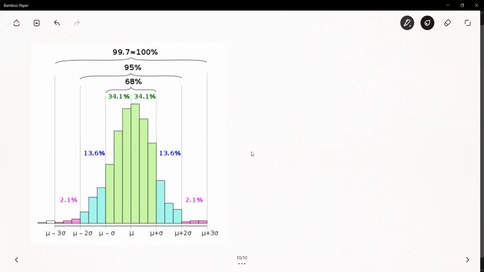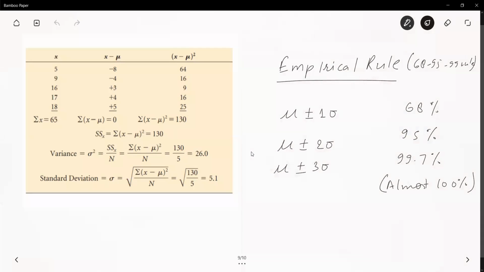Okay, so mu plus minus 1 standard deviation covers 68%, mu plus minus 2 standard deviations covers 95%, and mu plus minus 3 standard deviations covers 99.7%, which is almost 100% of your data. So this is what the empirical rule states. Now, if you look at these values.